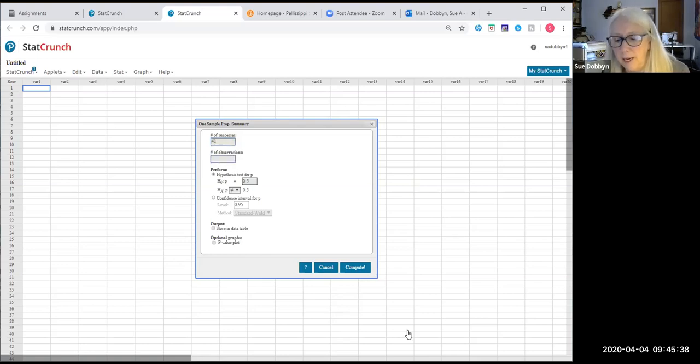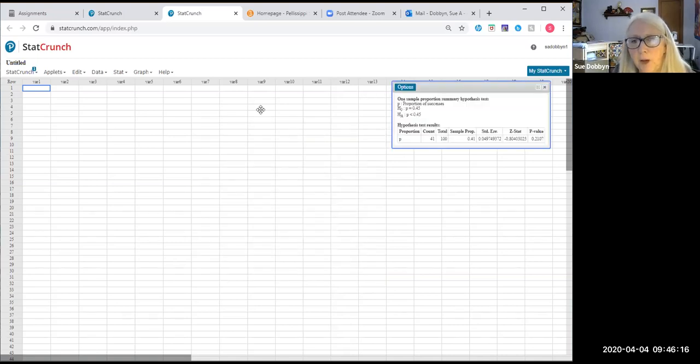Then you need to fill in the number in the sample. So it says number of observations. The sample size was 100. Then you go down to perform. It already is clicked on hypothesis test. The proportion in the hypothesis statement was 0.45. And then you have to choose the direction of the test, so that's the alternative hypothesis. In this case, it was less than. Once you do those four things, you're ready to hit compute.